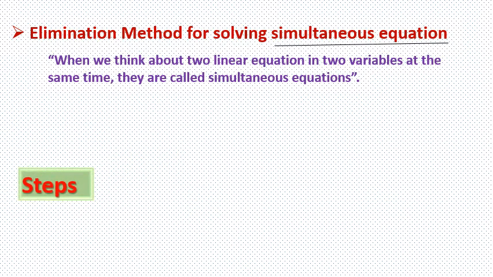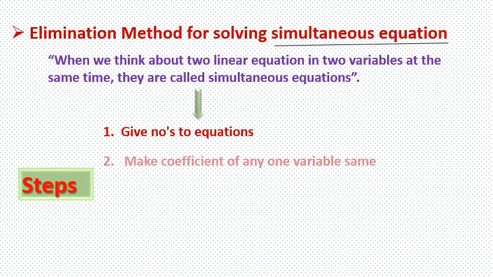So for solving simultaneous equations, you have to keep some steps in mind. The first step is to give numbers to the equations. First of all, you have to give numbers to both the equations. After giving the numbers, make the coefficient of any one variable the same. A linear equation in two variables contains two variables, so you have to make the coefficient of any one variable the same. After that, we will do addition or subtraction.